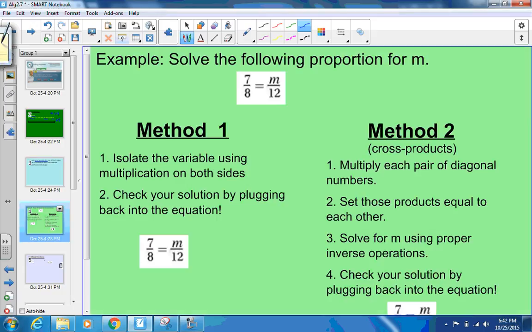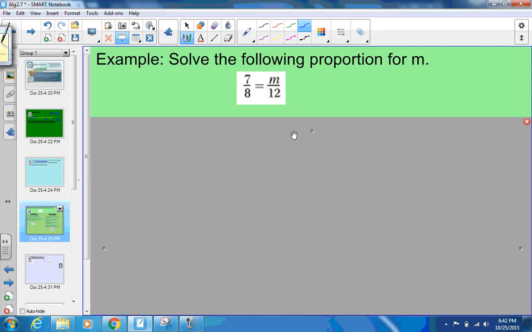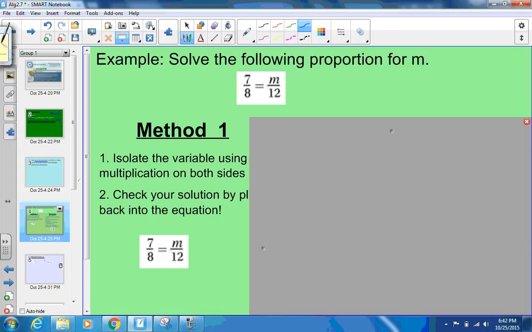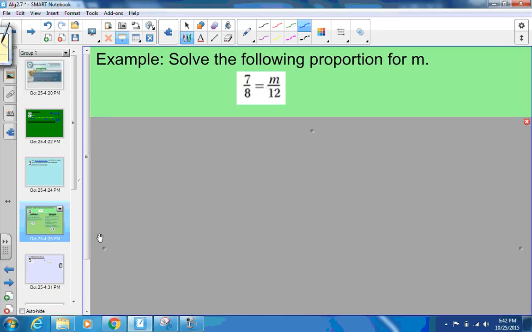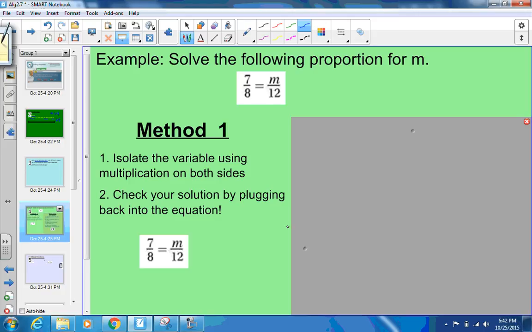Here's the example. It says solve the following proportion for m. We have 7 over 8 equals m over 12. Okay, 7 over 8 equals m over 12. We're trying to solve for m.